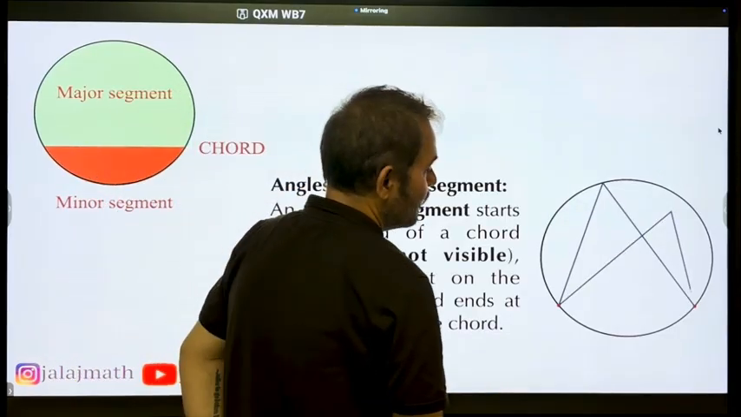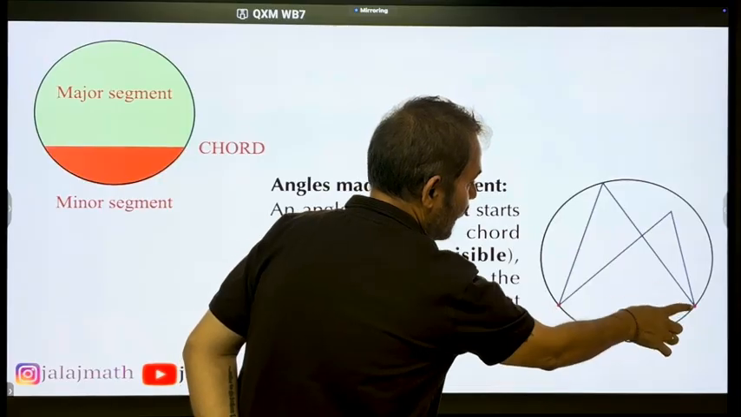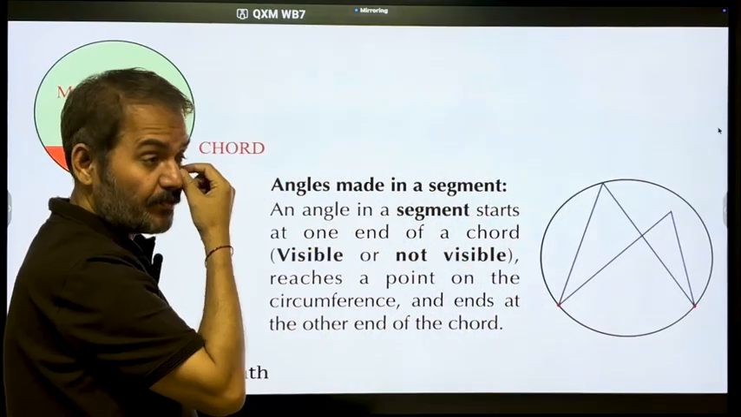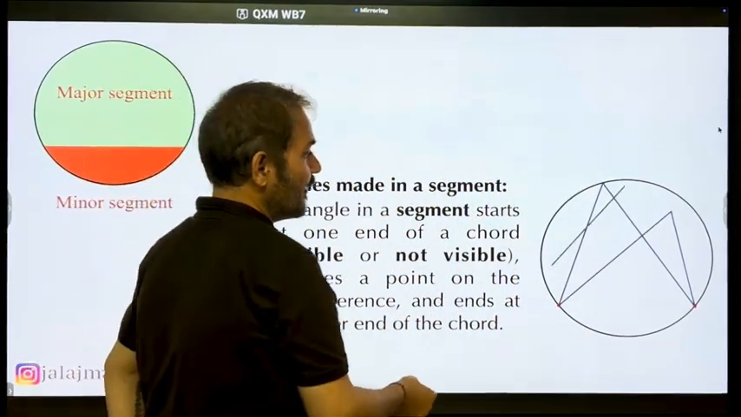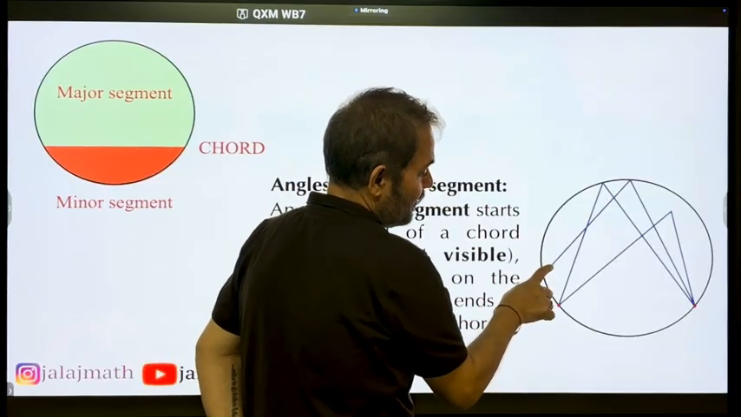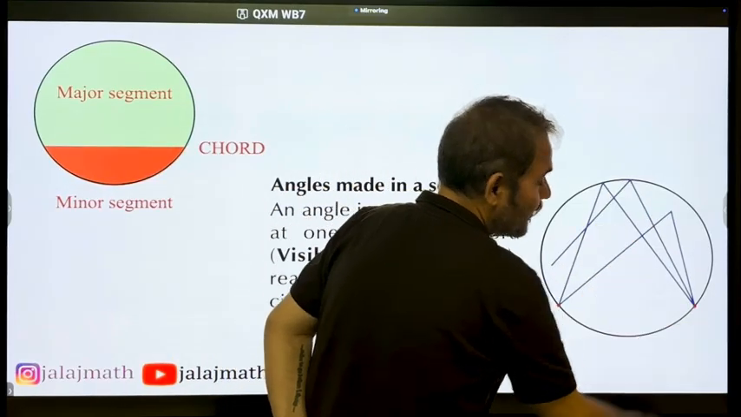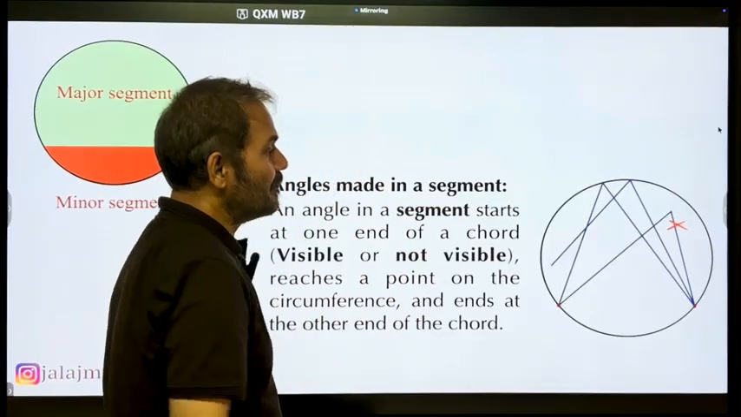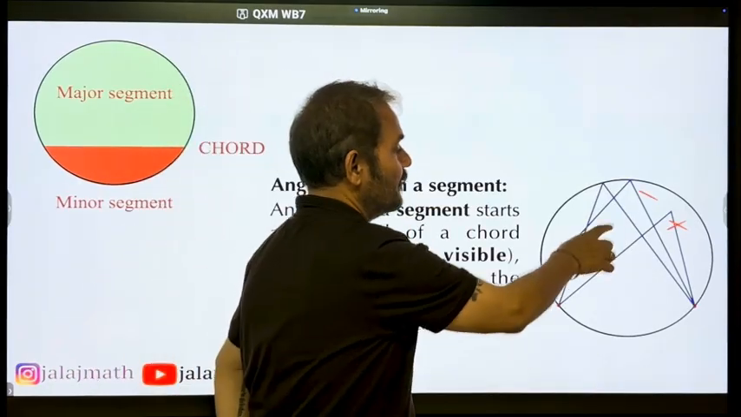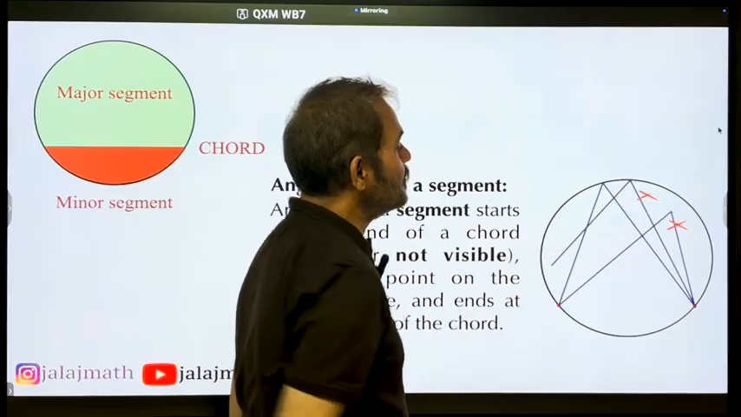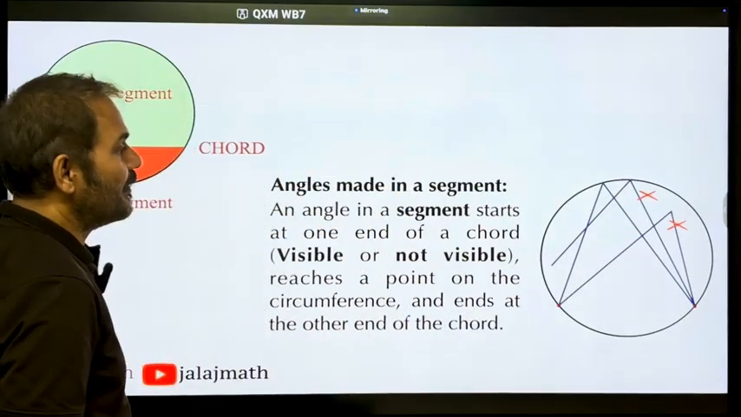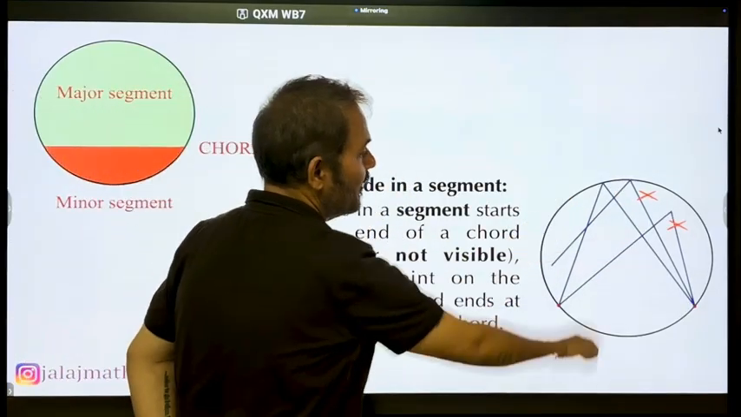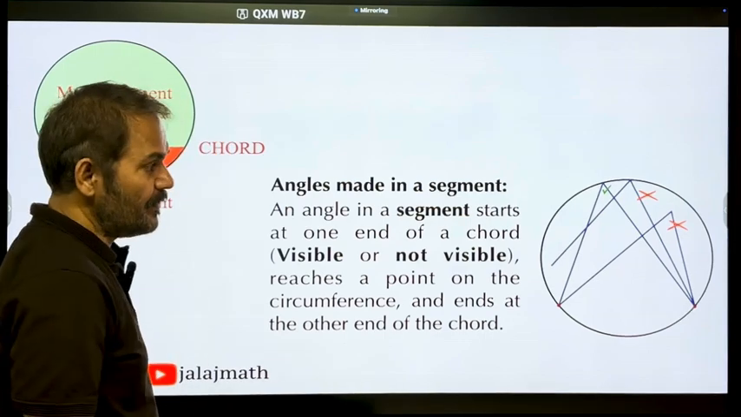If you look at this angle, it starts from here, it ends here, but it doesn't go up to the circumference. Similarly, another angle starts from a point inside the circle, goes up to circumference and ends at the chord. This is also not an angle made in the segment. So these two are not angles made in the segment, but this is the angle made in the segment. Okay, remember this thing.